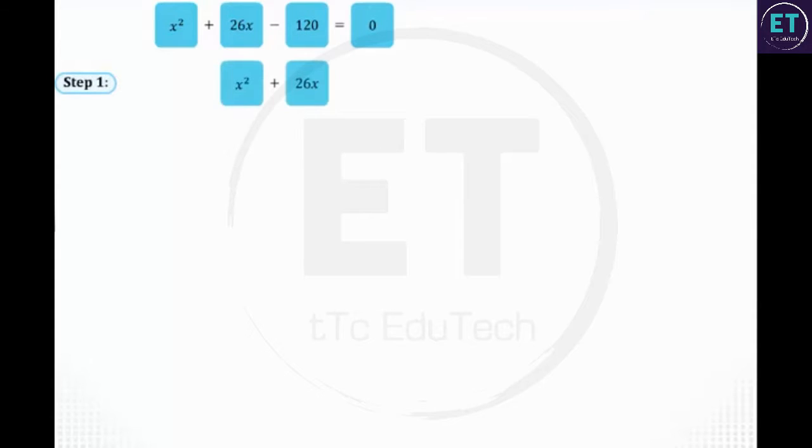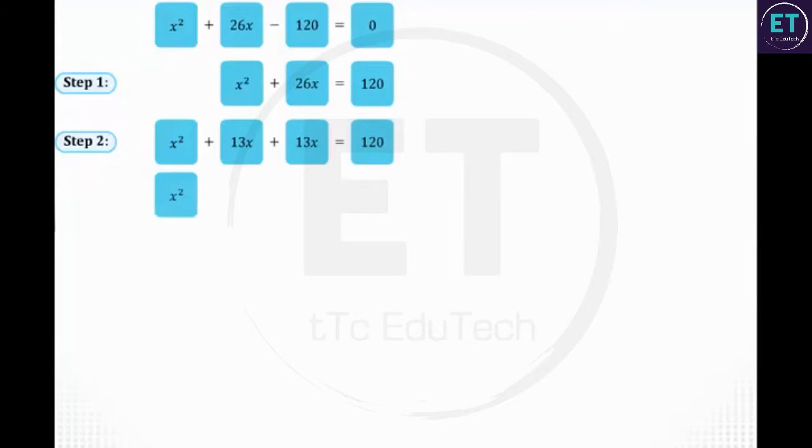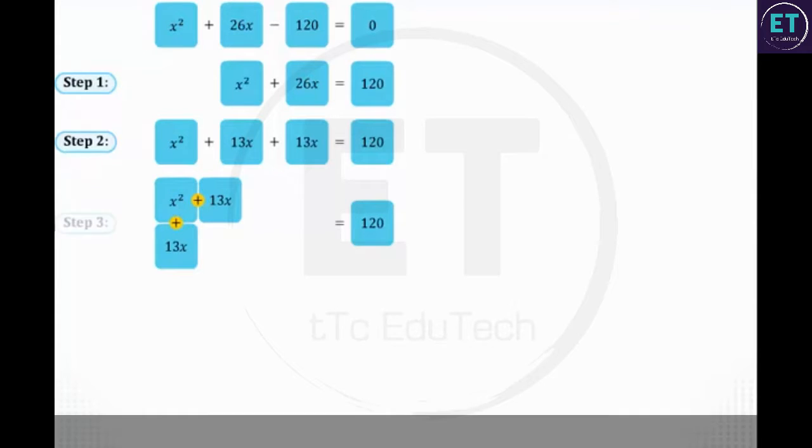Step 1. Bring the constant value minus 120 to the right-hand side of the equation. The resultant equation is x squared plus 26x is equal to 120. Step 2. Divide the second term, 26x, into two equal parts. Each part is 13x. The diagram shows the corresponding changes.